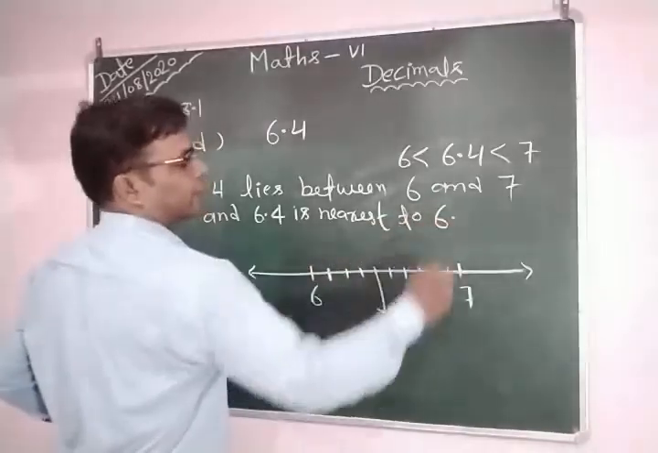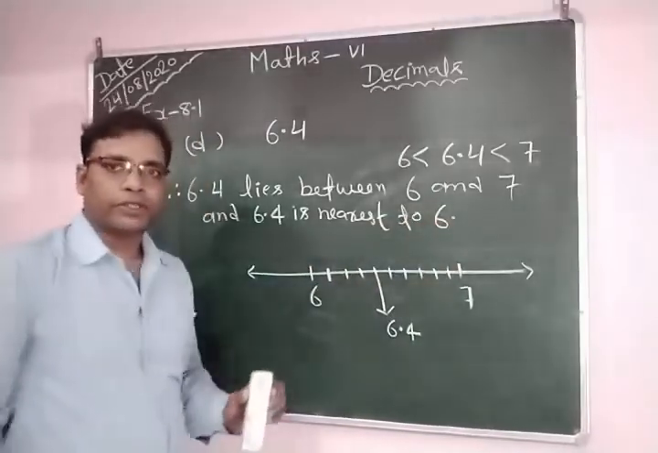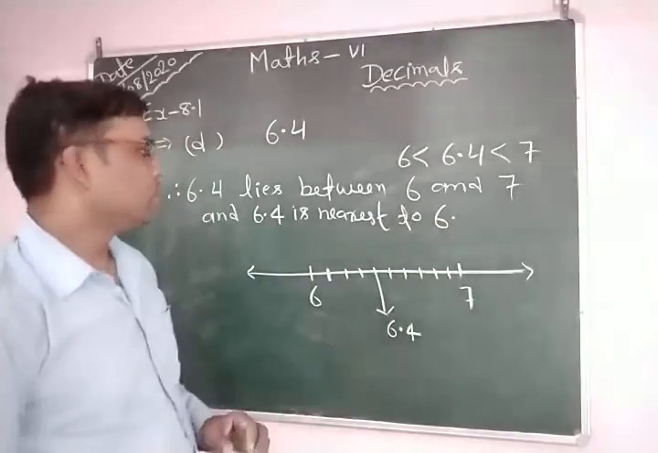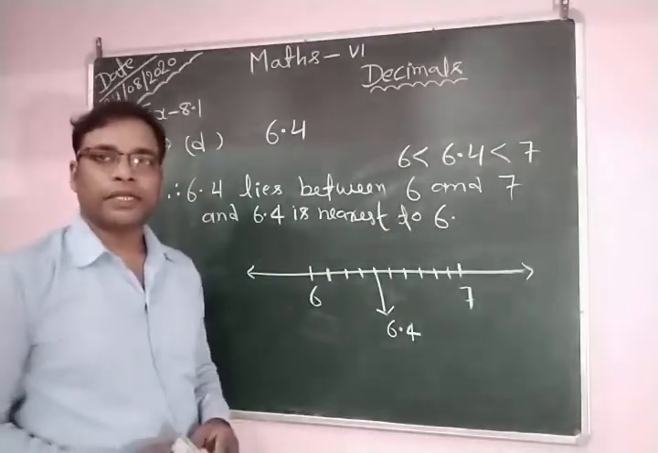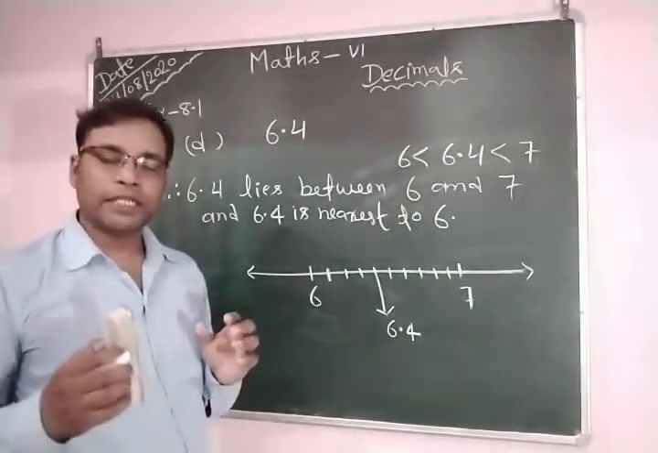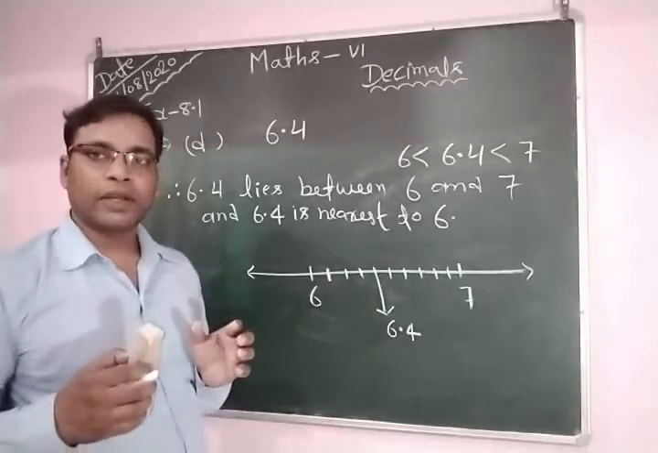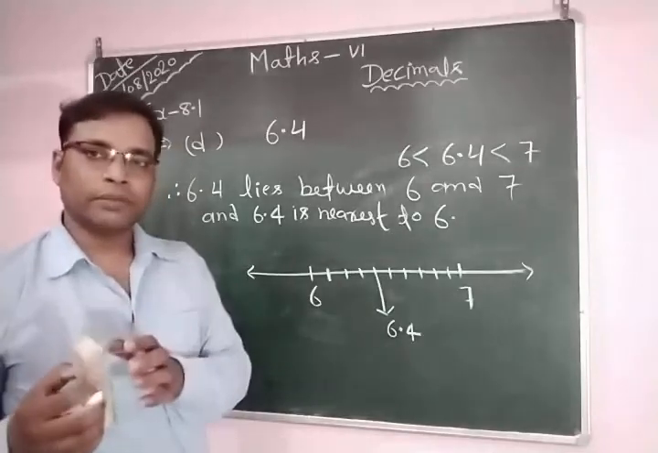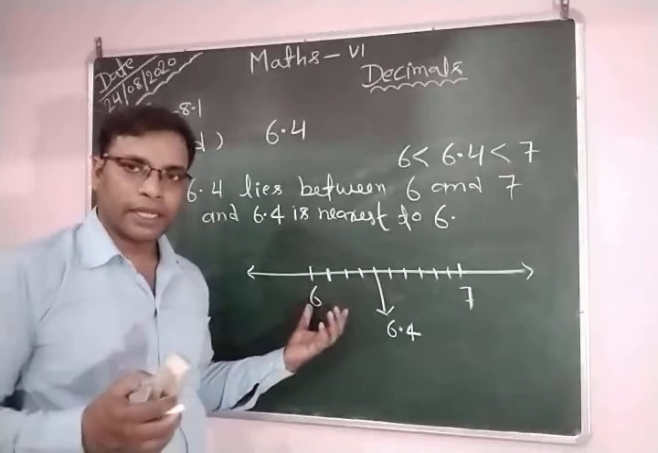Okay, clear? So students, I hope all of you understood which numbers the given numbers lie between, and which numbers they are nearest to. If you use number lines, you can find it very clearly.